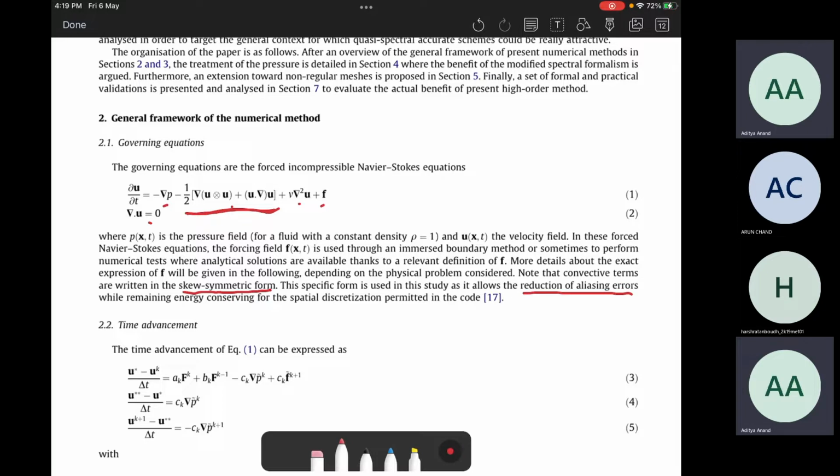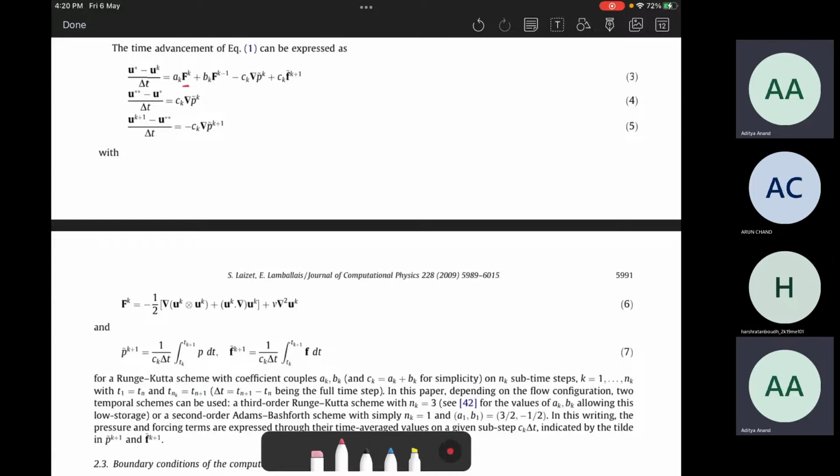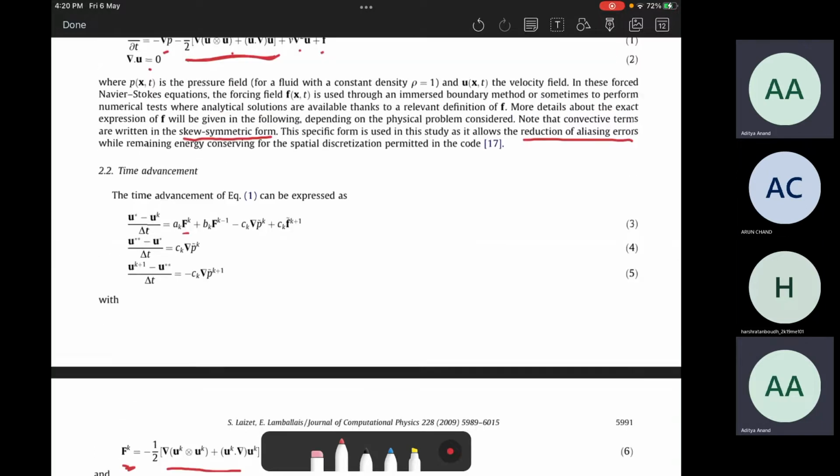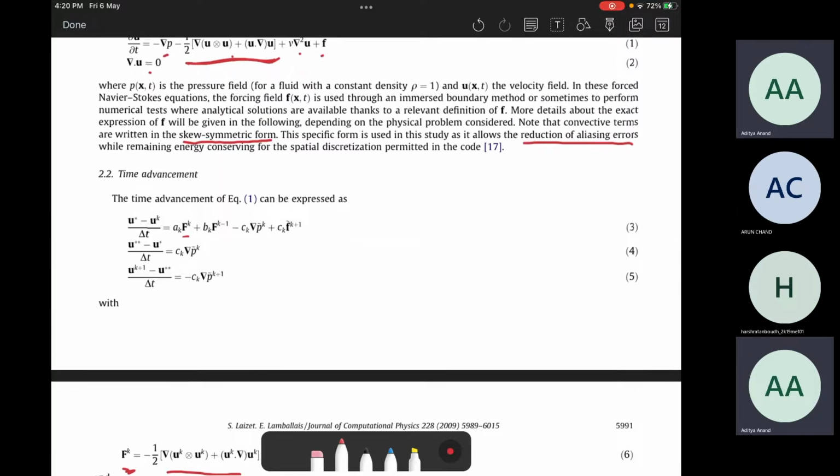At the kth time step, they calculate Fk. What is Fk? Fk is your convective term and viscous term evaluated at the kth step. So they evaluate F at the kth step and at the k minus 1 step. They use a weighted average for these two, the pressure term and the forcing term here, and they get an intermediate velocity field U star.